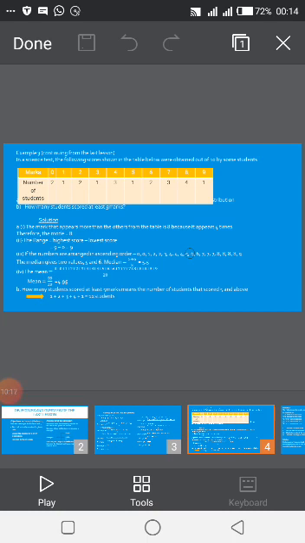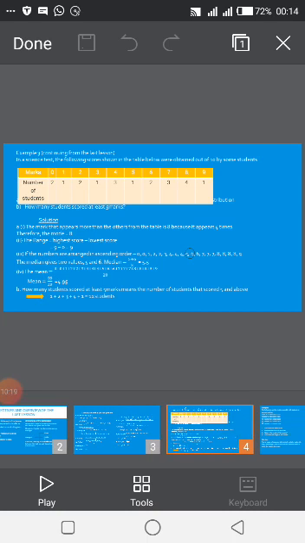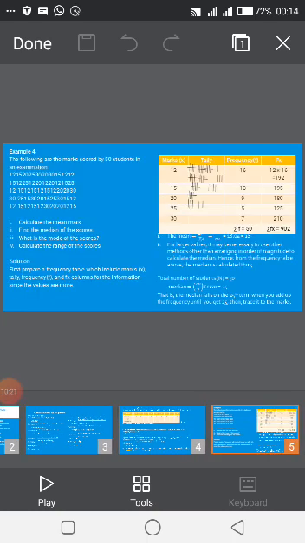Now let's look at example 4. Our example 4 here says, the following are the marks scored by 50 students in an examination, which is what you are seeing on the screen. And you're asked to calculate the mean mark, find the median of the scores, what is the mode of the scores, and calculate the range of the scores.